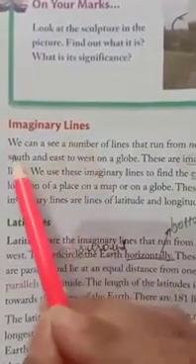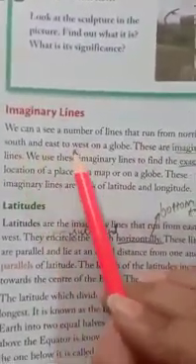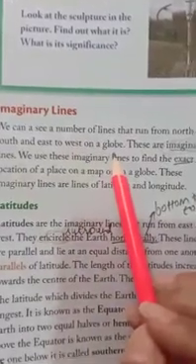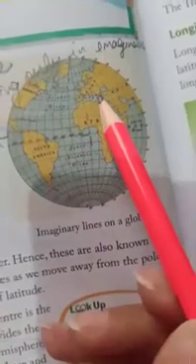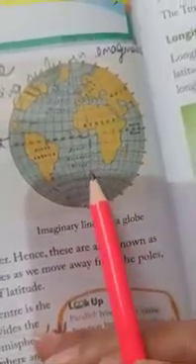So, start reading. Imaginary lines. We can see a number of lines that run from north to south and east to west on a globe. Do you all see the globe? So many lines are there from east to west and north to south. These lines are known as imaginary lines. Imaginary means assumed, only in imagination.